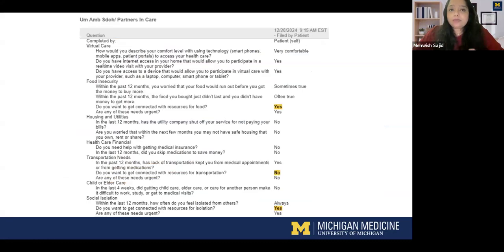I have another example here that's more recent. This is actually one of the patients that I saw with the fellows a few months ago. This patient, I believe, was either 20 or 21, and also had multiple concerns with social determinants of health that might be affecting their health outcomes. Food insecurity was one that they recognized they wanted resources for. Transportation needs was something that they recognized as a potential social determinant of health, and they did not want resources for transportation specifically. And then social isolation was something else that they recognized as a positive in this questionnaire.